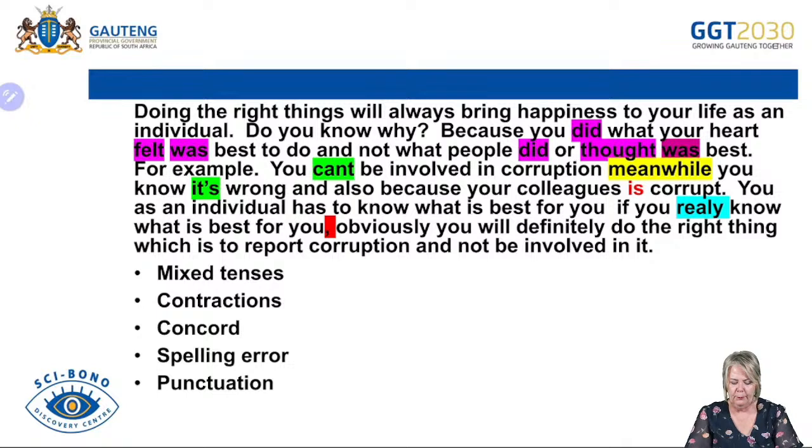For example, and there's your contraction. Number one, there is no apostrophe, which is error number one, but you're not allowed to use that. So "can't" will be "cannot." "Be involved in corruption. Meanwhile," actually, you don't have to say meanwhile. Meanwhile means meanwhile back at the ranch. You would rather use the word "while." Why put the mean to it? "Be involved in corruption while you know, and there's another contraction, it is wrong."